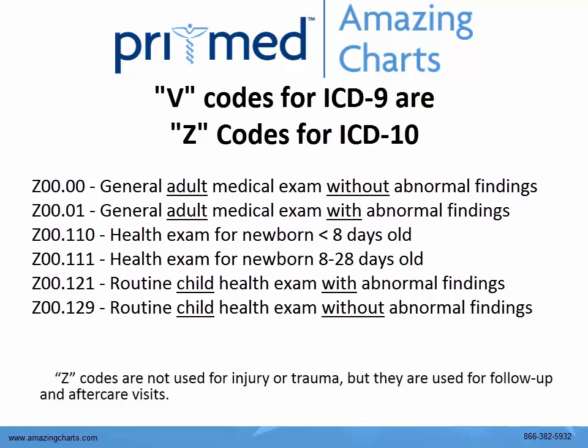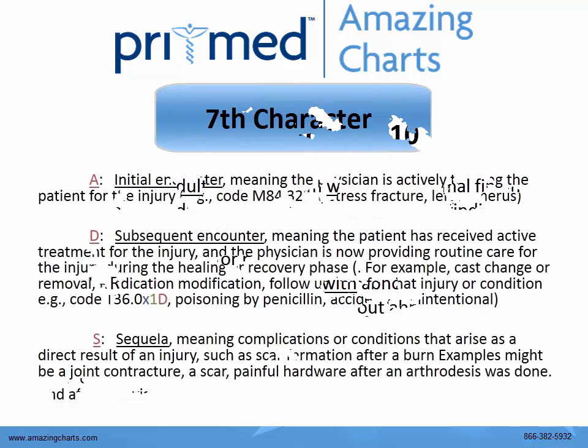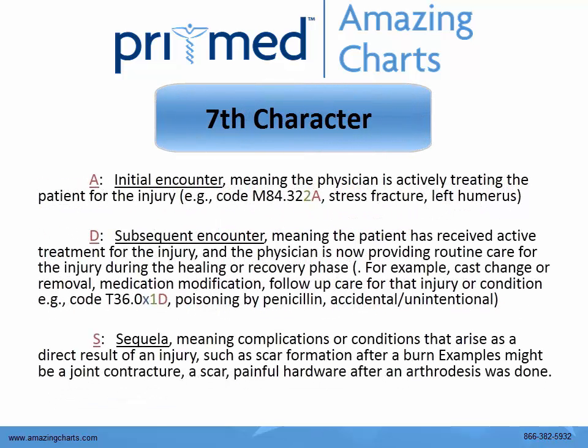Z codes are not used for injury or trauma, but they can be used for follow-up and aftercare visits. The 7th character in the ICD-10 code is unique for ICD-10. This will mainly denote if a visit was an initial encounter or a subsequent encounter.